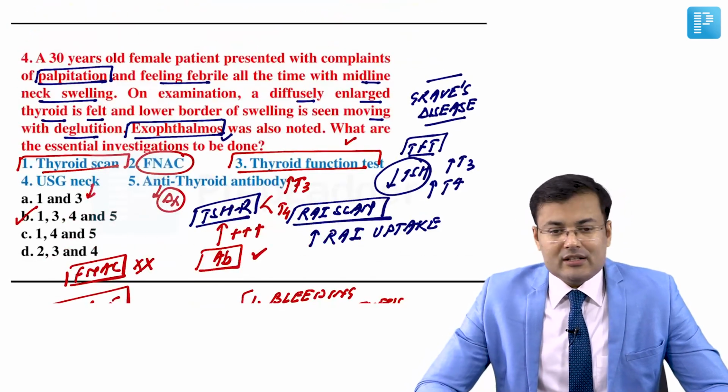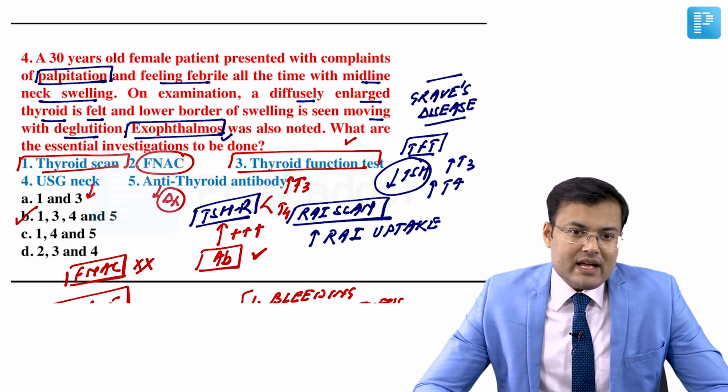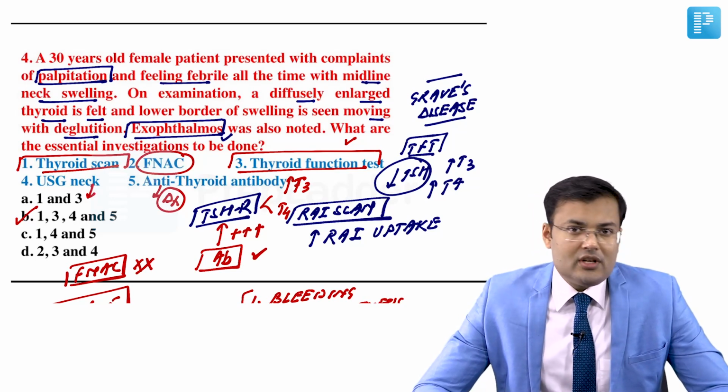So see the question again. We perform thyroid function test, we perform thyroid scan, anti-thyroid antibodies and ultrasound neck. These are the essential investigations in patients of Graves disease.